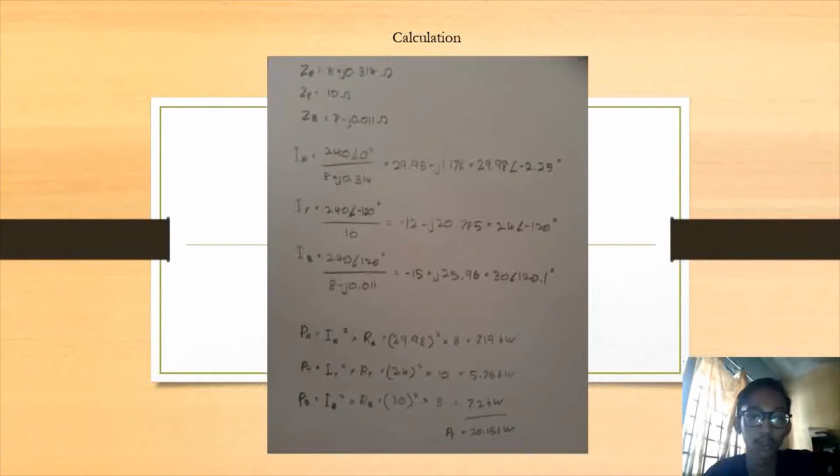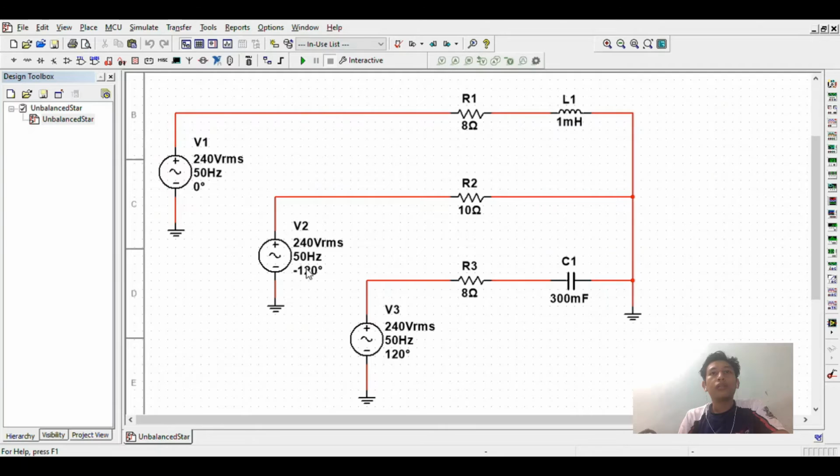So this is how to calculate our power: current squared times R. So we got 7.19 kilowatt for power R, power Y is 5.76 kilowatt, and power B is 7.2 kilowatt. So the total we got is 20.15 kilowatt. That's all. Assalamualaikum warahmatullahi wabarakatuh.